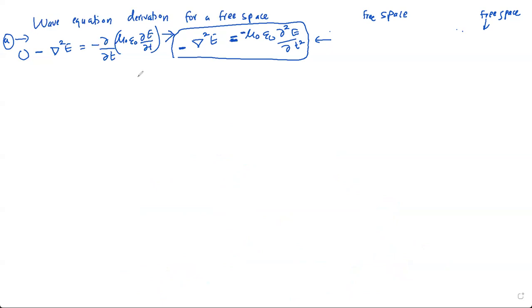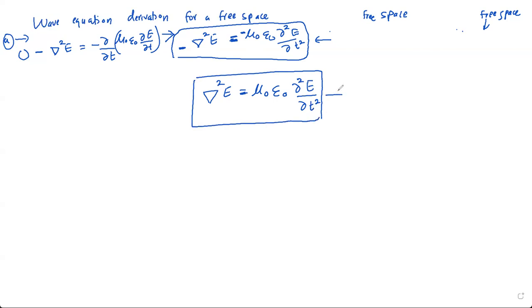After that, we are going to make similarities. We are going to make this equation similar to another equation. Actually, we can simplify this further. Removing the minus sign on both sides, we can write that the Laplacian of E is equal to mu naught epsilon naught times the second derivative of the electric field with respect to time. This is known as the wave equation. However, now I need to prove to you that this is the wave equation.